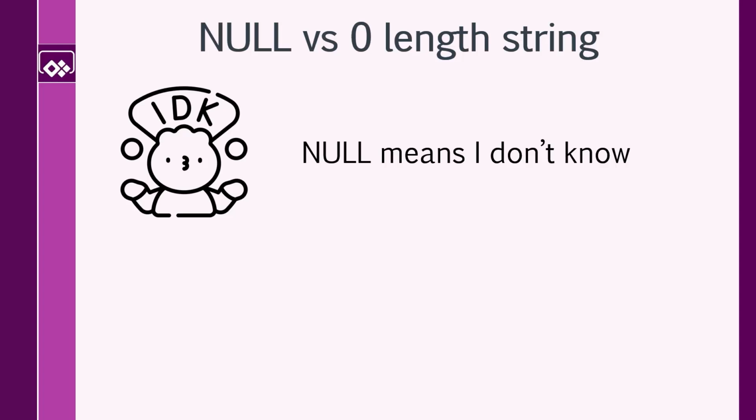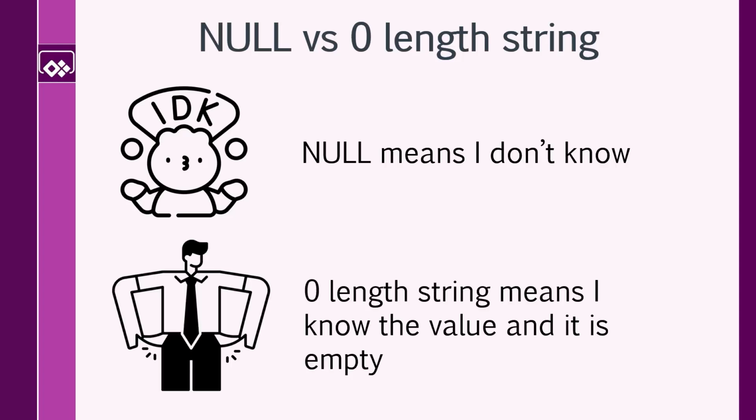So null means I don't know. Zero-length string means I know the value and it is empty. There is nothing in it. Like somebody's asking me, Ali, what's your middle name? I say, I don't have a middle name. I know my middle name and it is nothing. It's different from I don't know what it is.